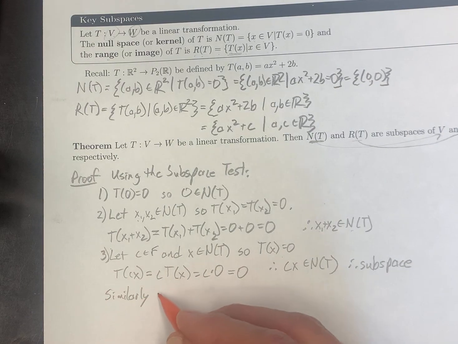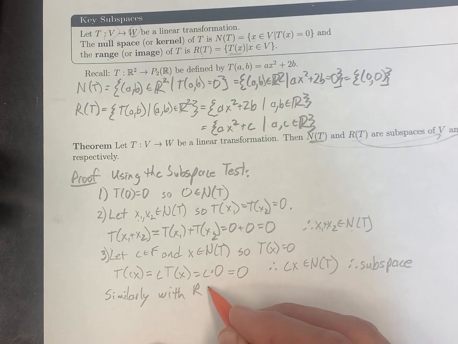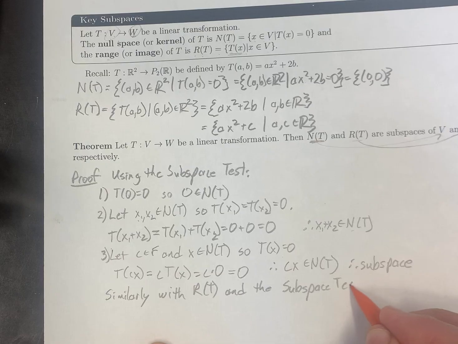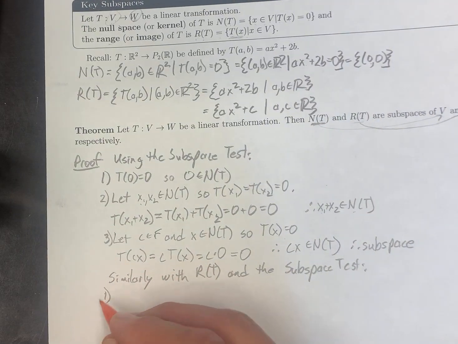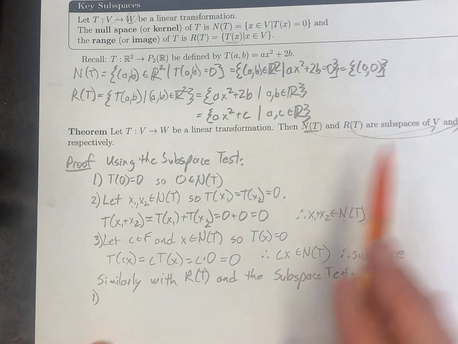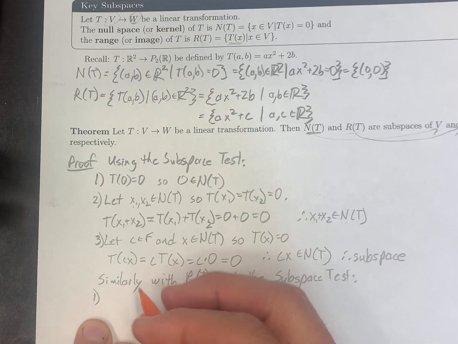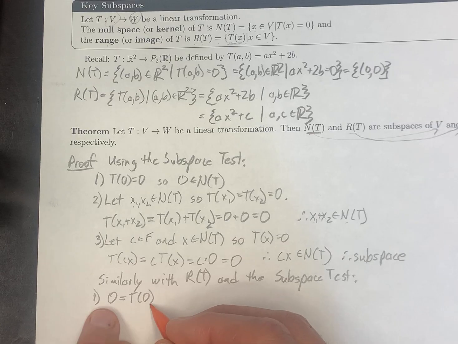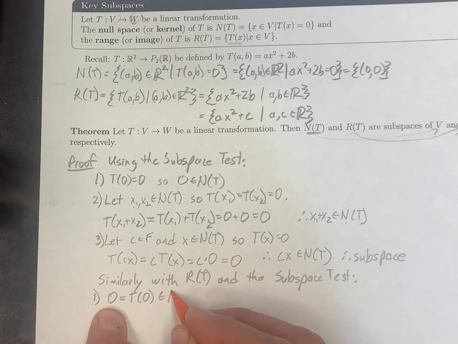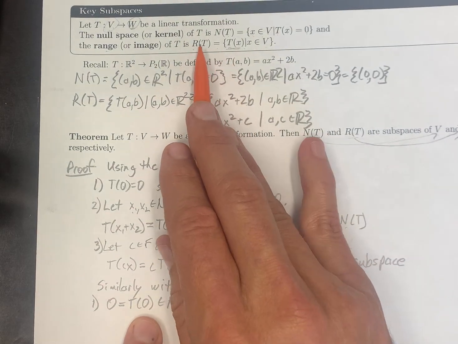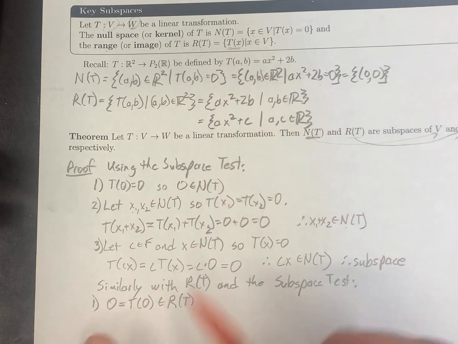Similarly, with R of T and the subspace test, let's see, 1. Now here, I want to show that the 0 in the codomain is in R of T, right? So what does that mean? That means 0, well, I know that 0 is equal to T of 0. Oh, well, that means it's by definition in R of T, right? R of T is exactly the things that can be written as T of something, right?